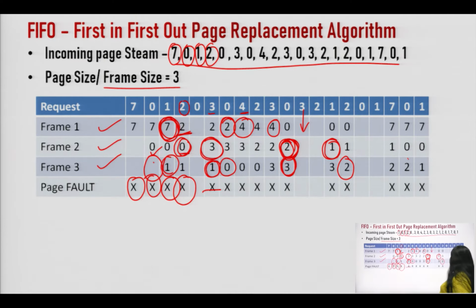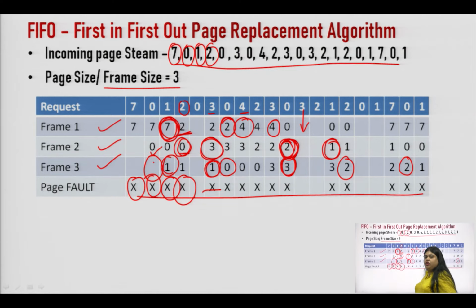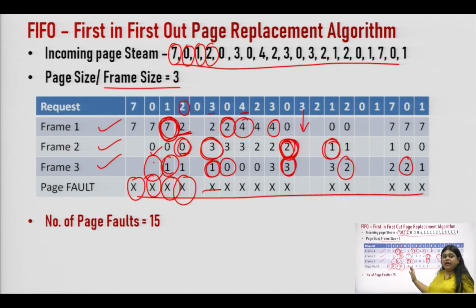Why? Because now 2 is the oldest page in the main memory. So, you can see how many page faults there were. Our main motive for implementing these algorithms is basically to reduce the number of page faults. You can see over here we have 15 page faults, right. So, we will try to reduce the number of page faults in the algorithms that we will discuss after this.